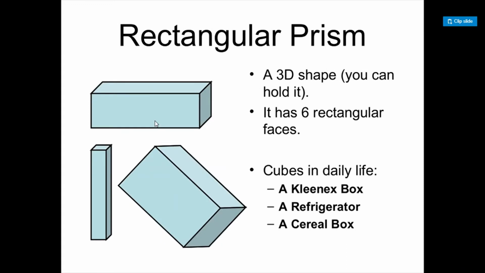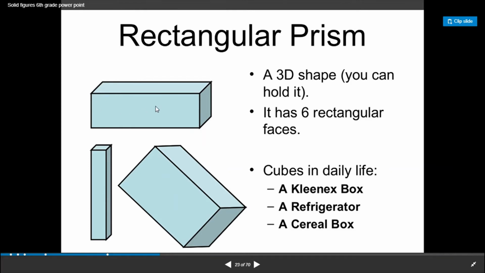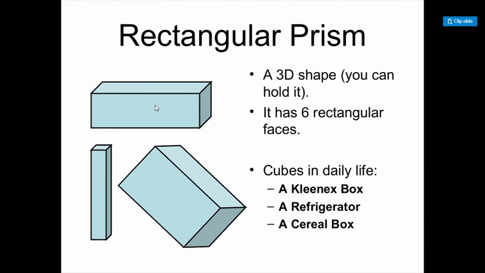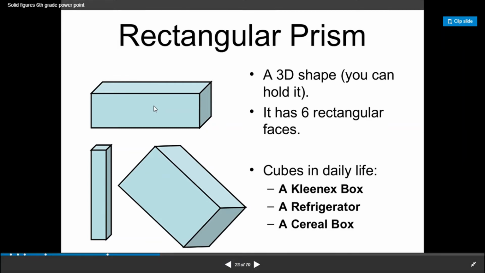Okay, so let's proceed with rectangular prism. This is an example of a rectangular prism. A rectangular prism is a 3D shape wherein you can hold it. It has six rectangular faces. Examples of rectangular prisms in our daily life are the Kleenex box, a refrigerator, or a cereal box. So this is what we call a rectangular prism.